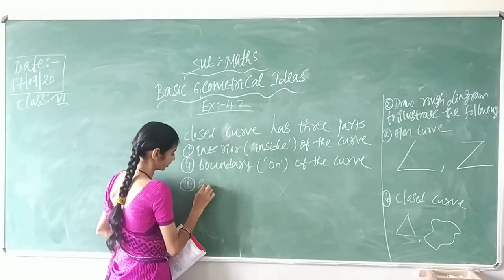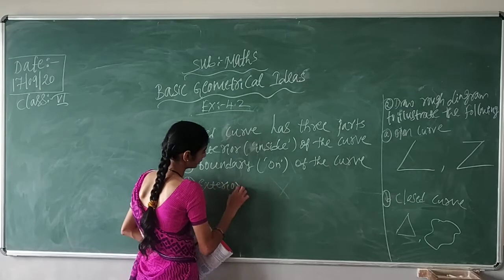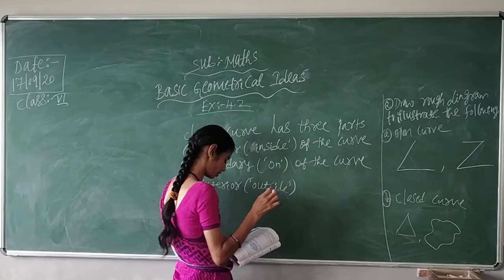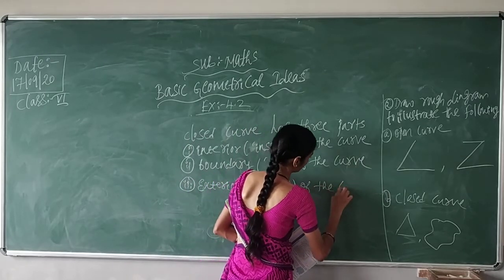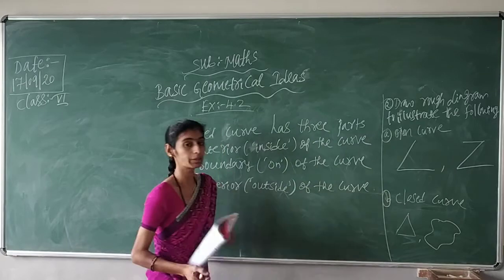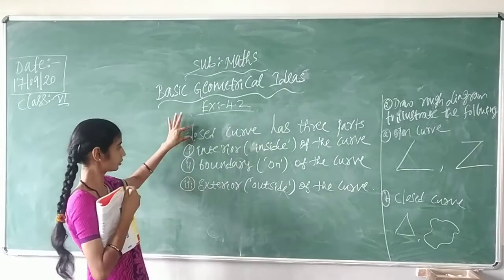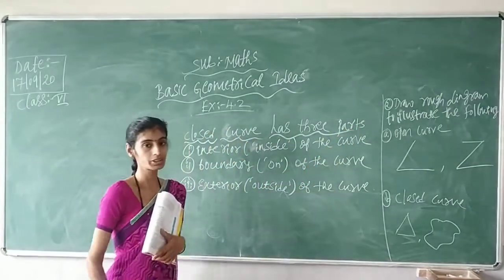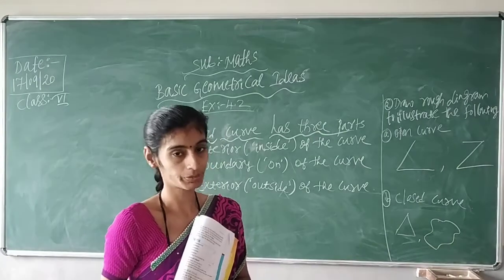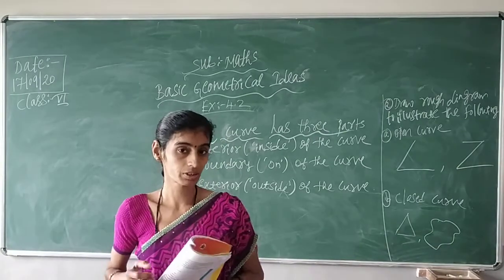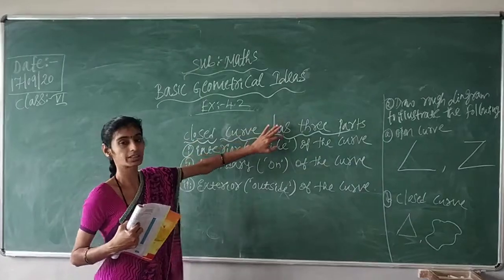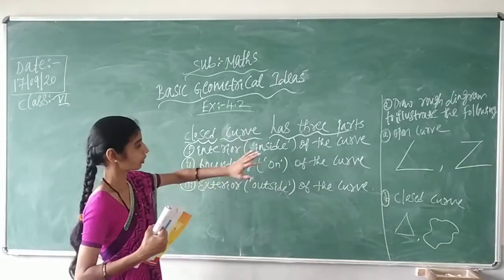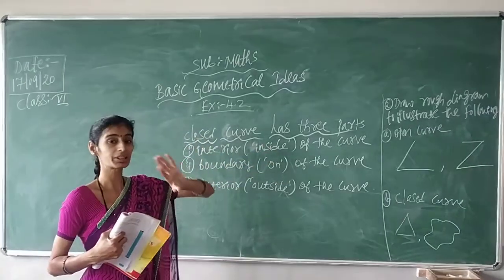Okay. Then we have exterior, that is outside of the curve. Keep in mind children, only for closed curve. So you all can see for closed curve, it will be having 3 parts. Okay, not the open figure. Open figure will not have these parts. So for the closed figure, it has 3 parts, that is interior, or we can call inside of the curve. So interior is nothing but inside of the curve.